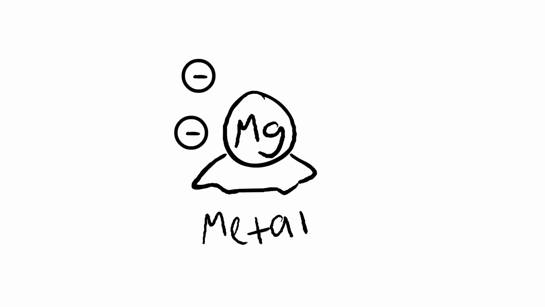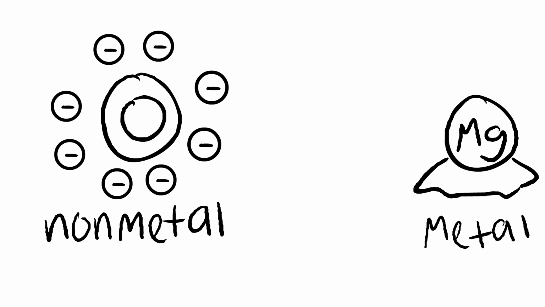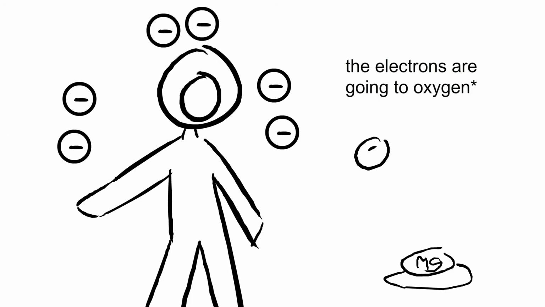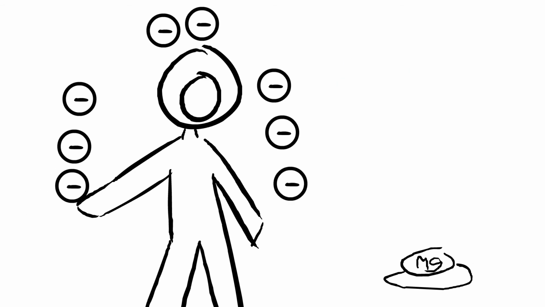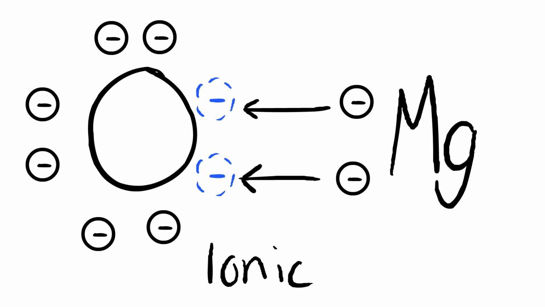Here, we have magnesium and oxygen forming an ionic bond. This is because magnesium, the metal, is transferring its electrons to oxygen, the nonmetal. In ionic bonds, metals transfer their electrons to nonmetals. Instead of sharing electrons like covalent bonds do, ionic bonds transfer their electrons.